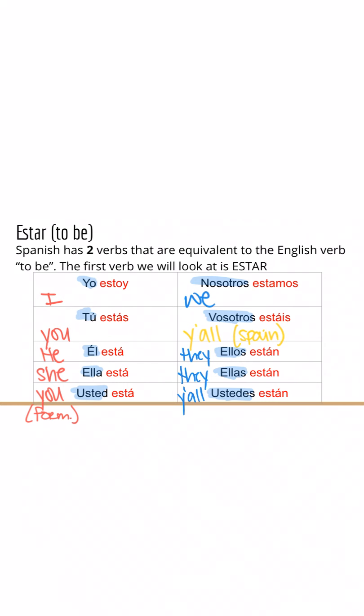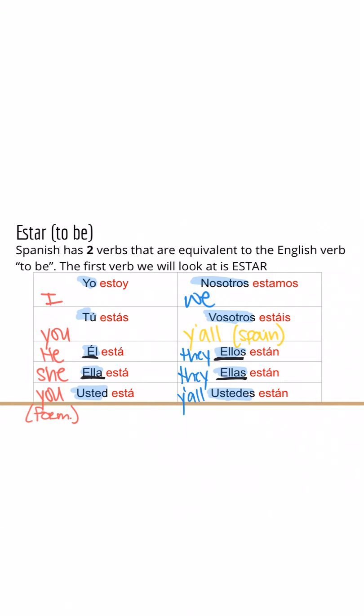Okay, so do we notice any patterns here? For me, personally, I see some connections between my third person groups. Just like we have él here, ellos is a close derivative from it. That's my they masculine. Ella is my she, and look, to make it plural for they, we simply added s.